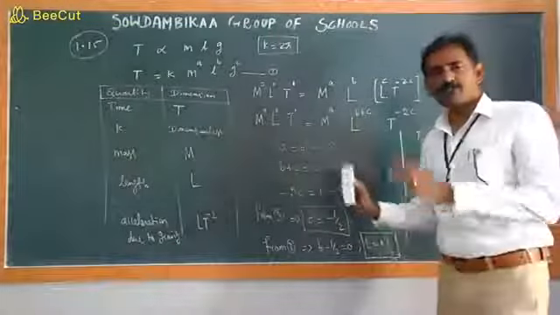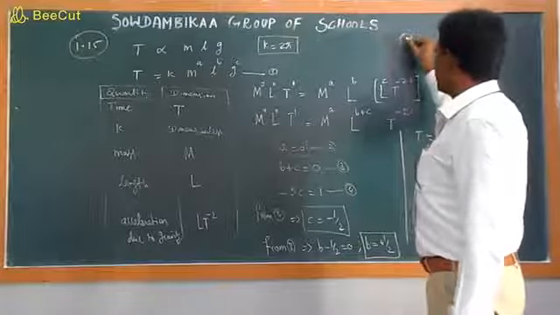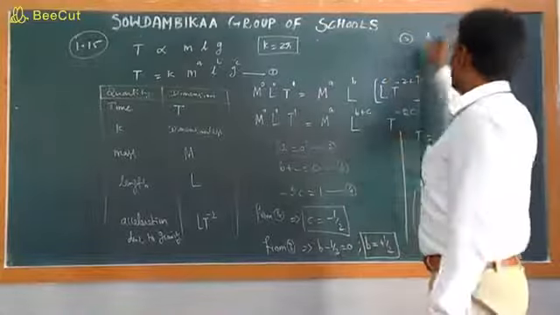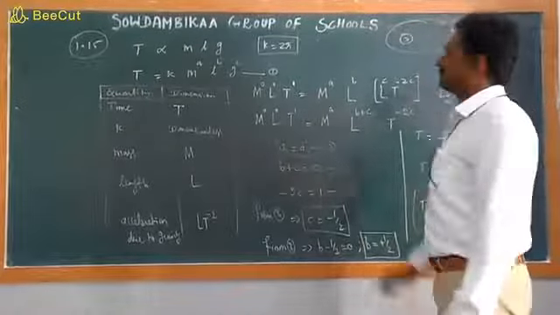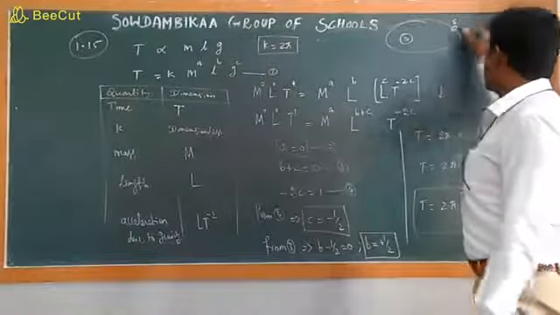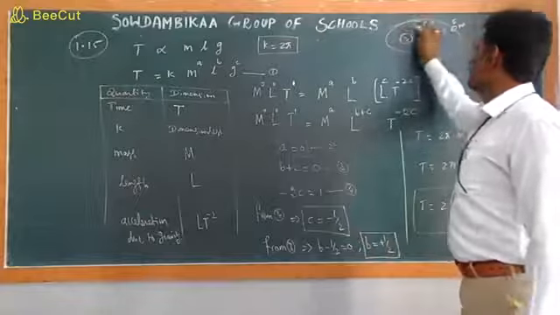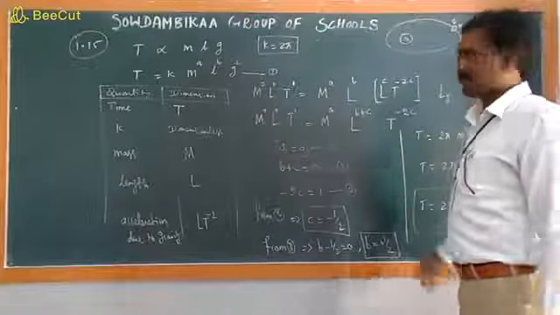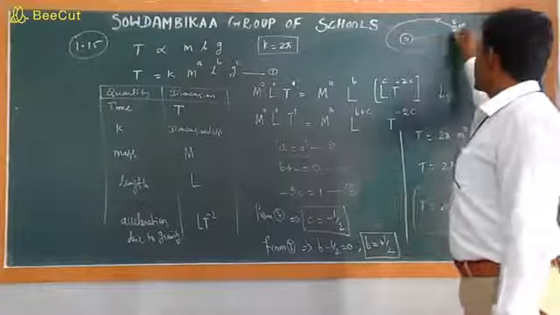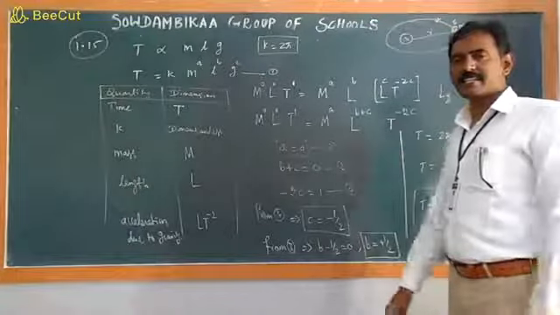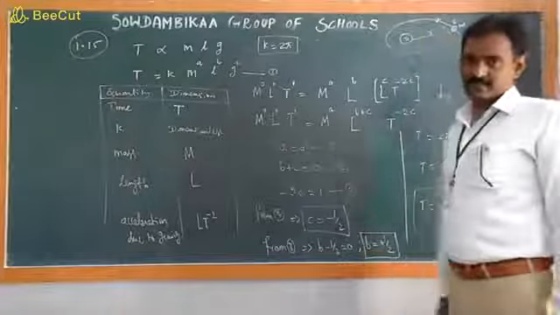Just follow me, what I am going to change. We may take a fixed mass as the sun, and the earth revolving around the sun. The mass of the earth is taken as m. It travels with a velocity while revolving around the sun, so the velocity is taken as v. And the radius, the distance, is taken as r. Now, these are the physical quantities.